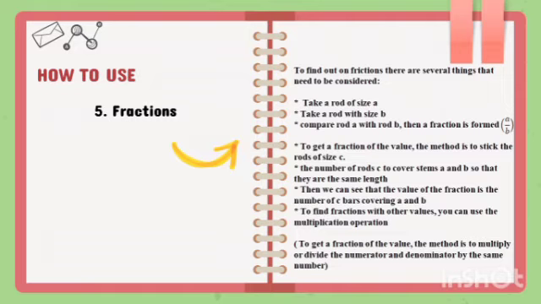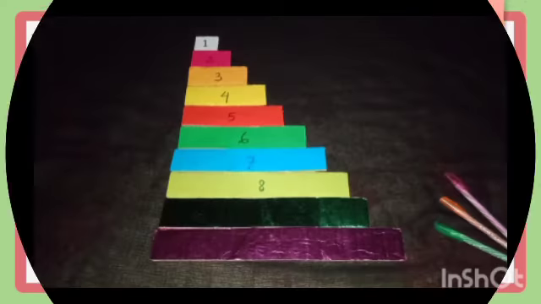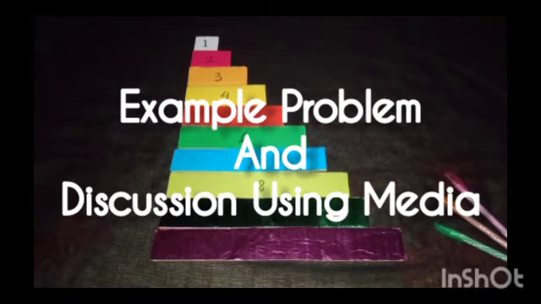Sixth, then we can see that the value of the fraction is the number of C rods covering A and B. Seventh, to find a fraction with another value, you can use the multiplication operation. Or to get a fraction of equal value, the method is to multiply or divide the numerator and denominator by the same number. Example problems and discussion using the media.